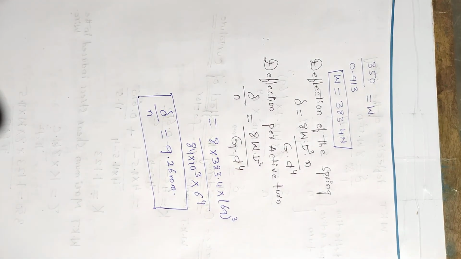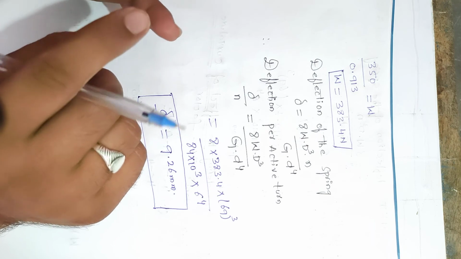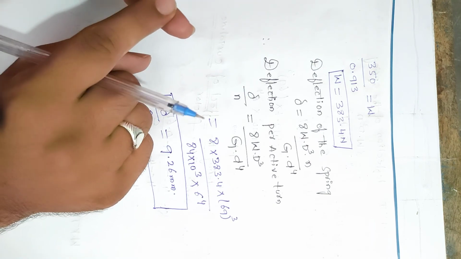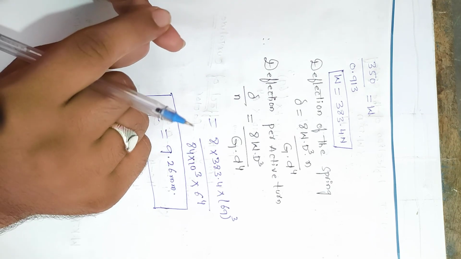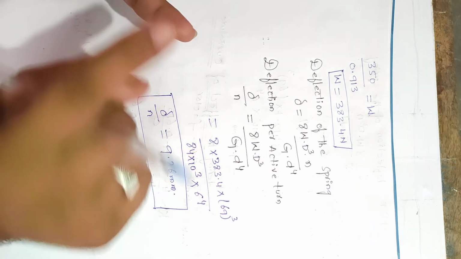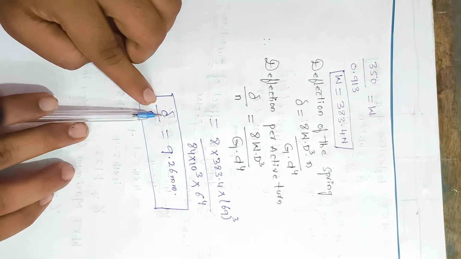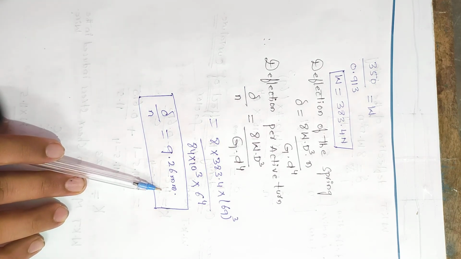Okay, so in this problem we have understood that neglecting the effect of curvature, we find out the value of deflection per turn, as well as considering the effect of curvature we find out the value of deflection per turn. The deflection per turn is given as delta by n equal to 9.26 mm. Is it right? I hope so.